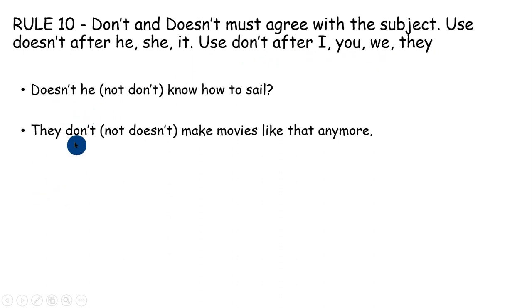Let's take the first example. Doesn't he, not don't, doesn't he know how to sail? Doesn't he know how to sail? So this is the word doesn't, and it can be used only with he, she, it. It is being used with he. Number 2. They don't, not doesn't. They don't make movies like that anymore. So I told you here that don't is used with I, you, we and they. So they don't make movies like that anymore. So friends, that is rule number 8, 9 and 10.